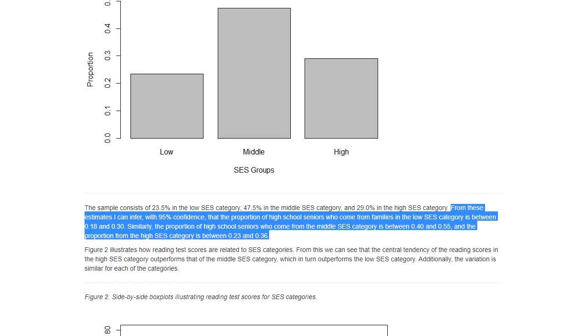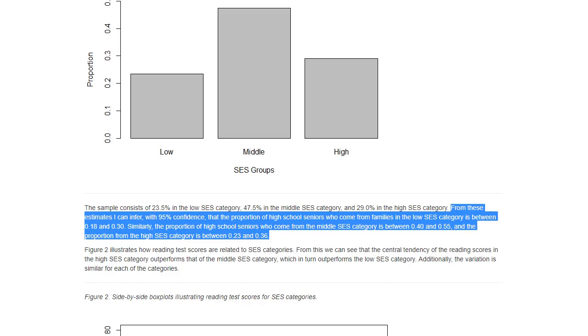Let's take a look at the first one. I have 23.5% in my sample. From that, when taking into account sampling variability through a margin of error, I have between 0.18 and 0.30. So 23.5% is always going to be in my confidence interval. That is, your sample estimates are always going to be in your confidence interval, so there's no need to ever say that to a reader. That's a given.